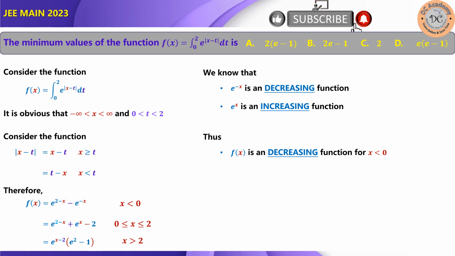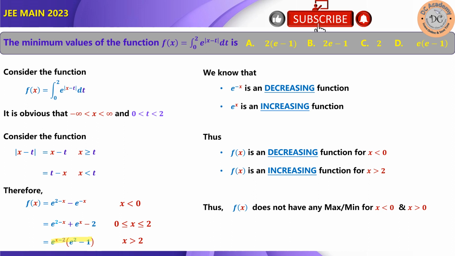Let's go ahead and observe the next case. That f(x) is an increasing function when x is greater than 2. Why? It is obvious that here we have the e to the power x term, and the other term is a constant. That's it. So therefore we can conclude that f(x) doesn't have a maximum or minimum for x less than 0 and x greater than 2.